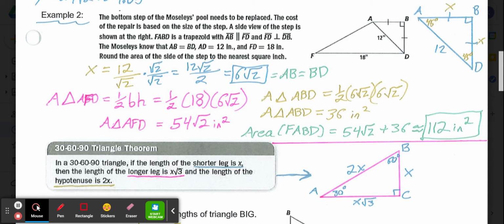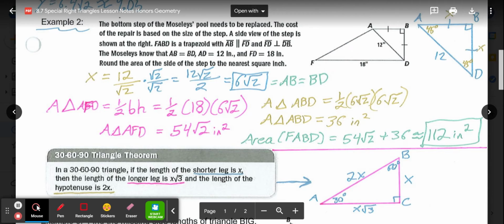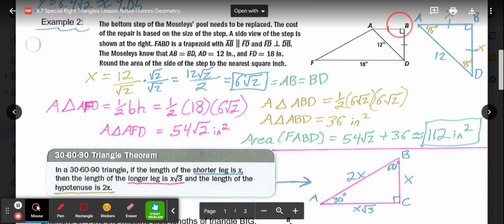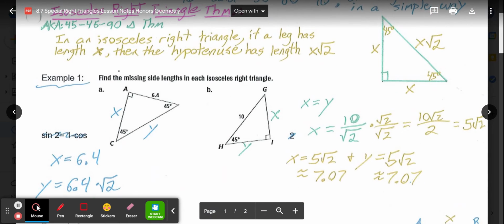So first off, we know, looking at our diagram here, the step, FD, was 18 inches, AD was 12, and then we have this 45-45-90 triangle to finish off the step. So I'm first just going to pull out that triangle. I know it has a hypotenuse of 12 and my two side lengths, which are AB and BD. If I wanted to find one of those, I'm using my theorem and working it backward.